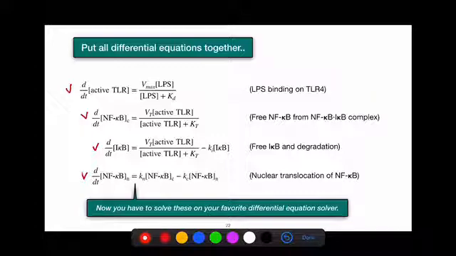Now, all you have to do is to solve this equation. And to solve this equation, you must have some idea of the parameter values. And we discussed a little bit about that for the TLR LPS. And you can carry on with the same argument. You can search the literature, and there are actually estimations of concentrations of cytosolic NF-kappa B and cytosolic I kappa B, as well as nuclear NF-kappa B.